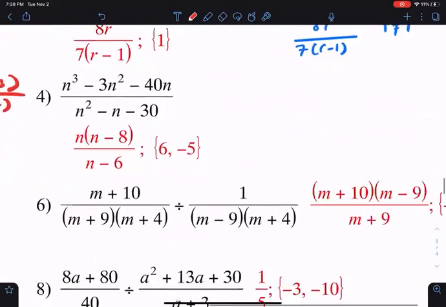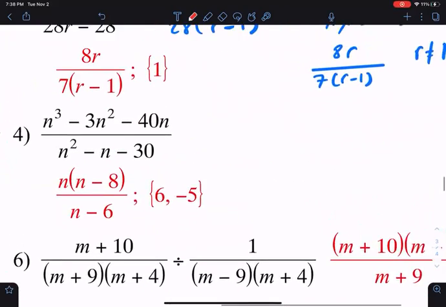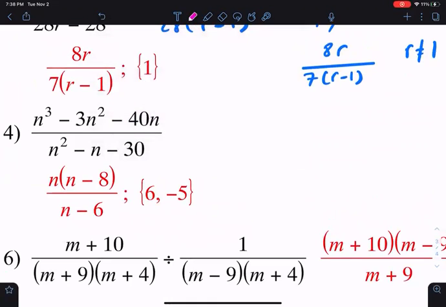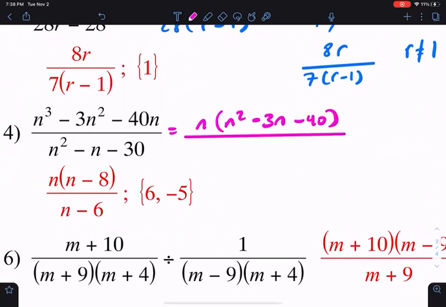4. The GCF here is what? N, right? For numerator. N squared minus 3n minus 40. And then this thing is what? N minus 5, n plus 6.